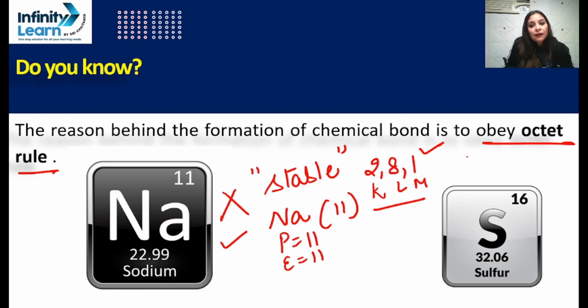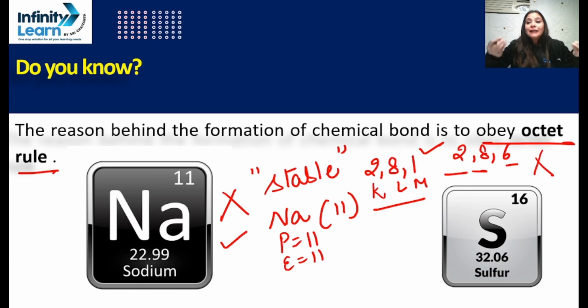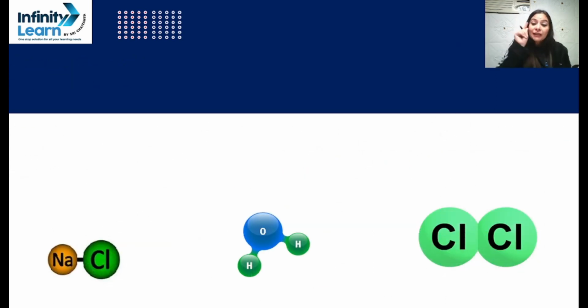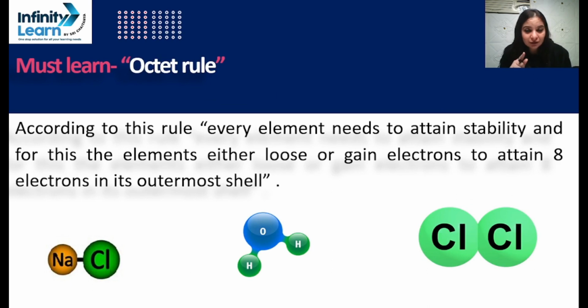Okay, same for sulfur, atomic number is 16, so electrons are also 16. So the configuration is 2, 8, 6. So the valence shell of sulfur has 6 electrons. Then what about its stability? Again, it doesn't obey the octet rule. So the tendency to have 8 electrons in the outer shell forces them to bind with some other atoms so that they can become stable. So for the sake of becoming stable, that is for the sake of obeying the octet rule, they tend to combine with some other atom. So this is the reason behind chemical bond formation. I hope you got it.